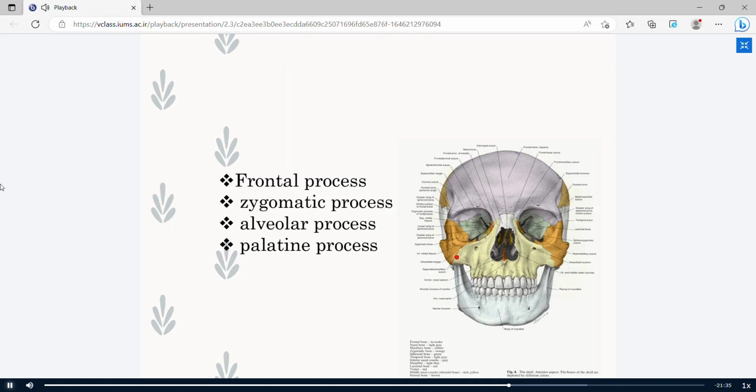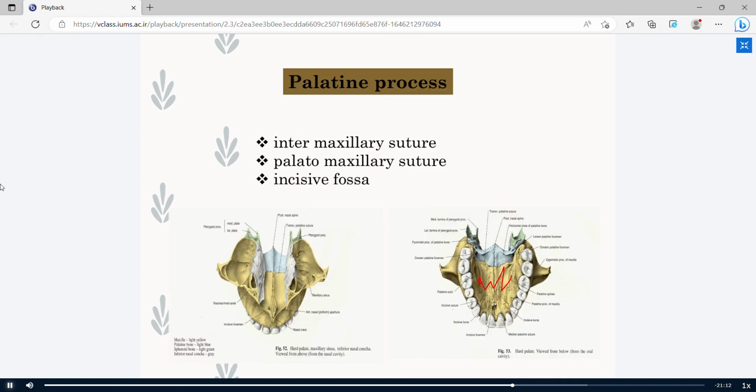This is the zygomatic process, connected to the zygomatic bone. This is the alveolar process, containing 16 sockets for the roots of 16 teeth. And this is the palatine process, which forms the roof of the oral cavity and the floor of the nasal cavity.